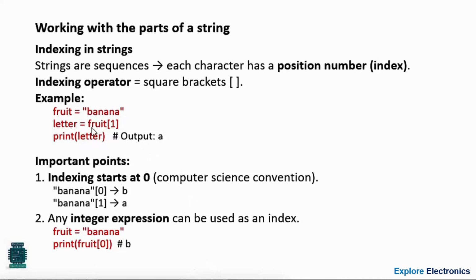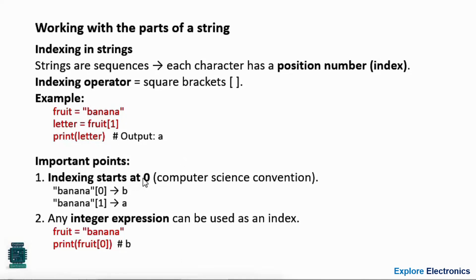If I want to access only the first index, that is letter is equal to fruit of 1, then print letter, it will print only A in the output. Because I want only fruit of 1, it will go check banana 0, 1. It will take the output and give the output, that is A. Very clear with indexing? And here we have important points.